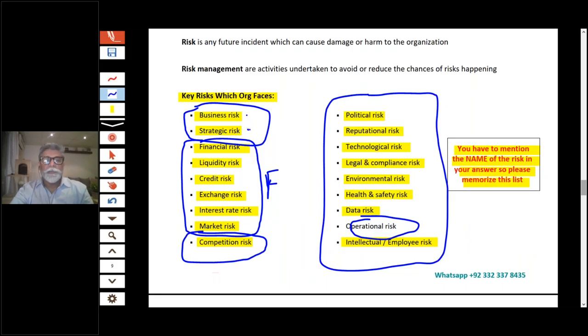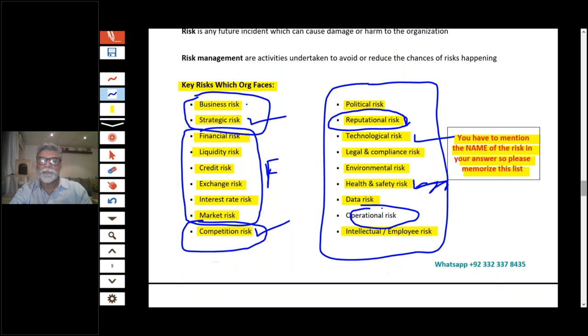Business risk, strategic, we talked about financial risk, no information exchange, interest, or competition, we talked about political, no information, reputational, technology risk, we talked about environmental, no, it's more for manufacturing companies, health and safety is more for manufacturing companies, data risk.